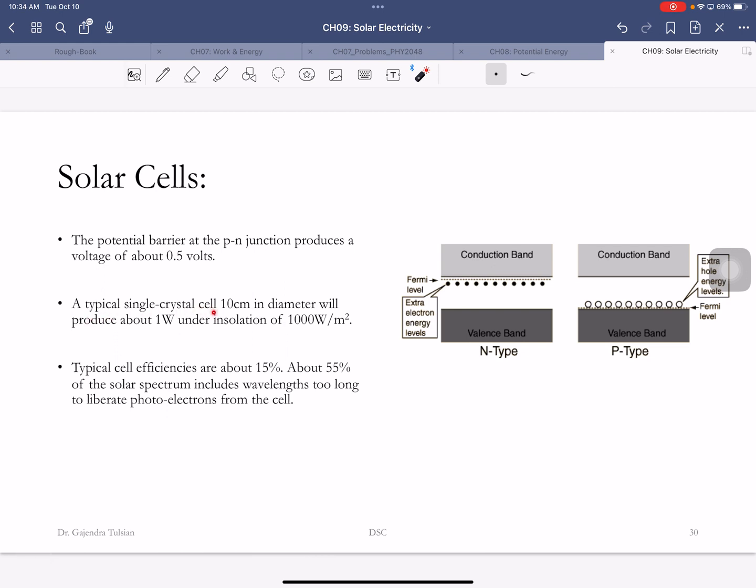A typical single cell, a wafer 10 centimeters in diameter, produces 1 watt of electricity, and that's around noon time. Typical cell efficiencies are about 15%. About 55% of the solar spectrum includes wavelengths too long to liberate photoelectrons. What that means is about 55% of the sunlight cannot excite electrons from there to there and cannot be absorbed.